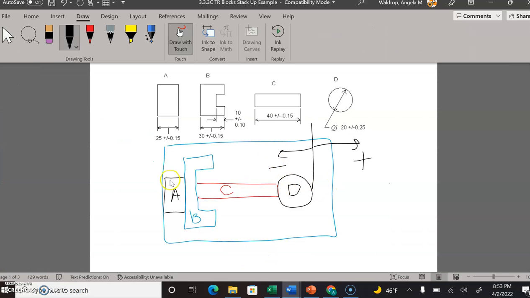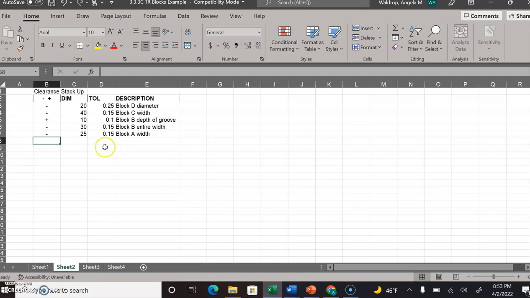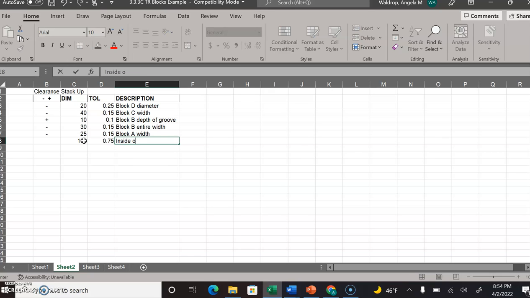Now I can go from this edge of the box to the other. Now at the beginning, somewhere in my paper, there is a dimension that says 102 plus or minus 0.75. So that's the dimension that I'm going to use here for the inside of my box. And that is going in the plus direction. Now that I have that, that is all my dimensions.